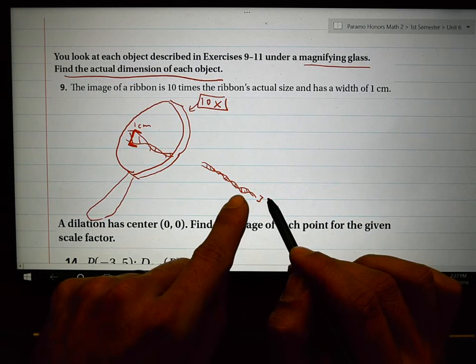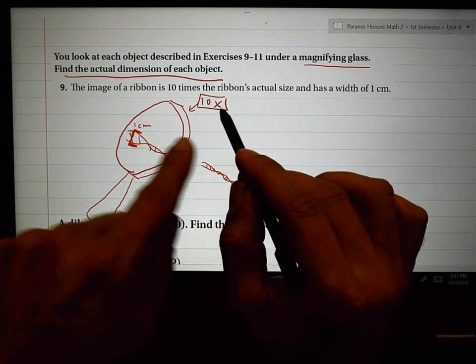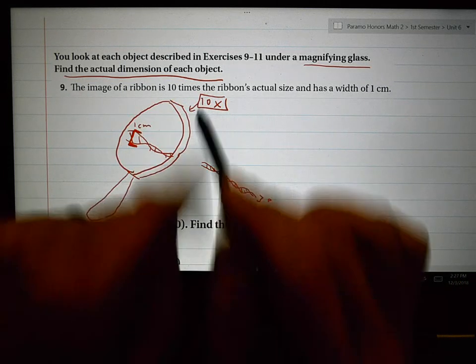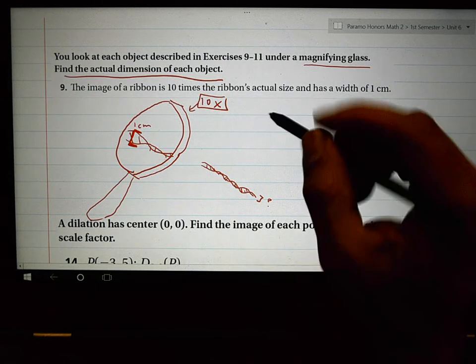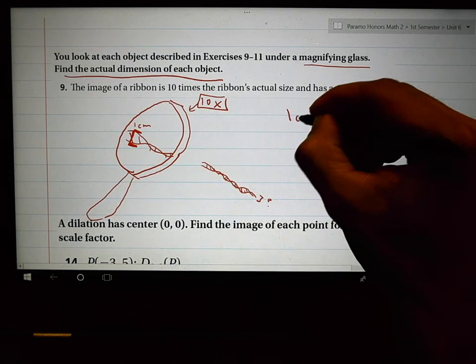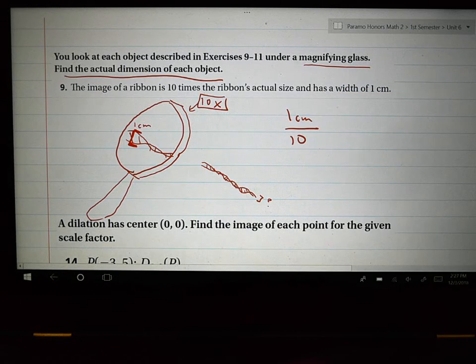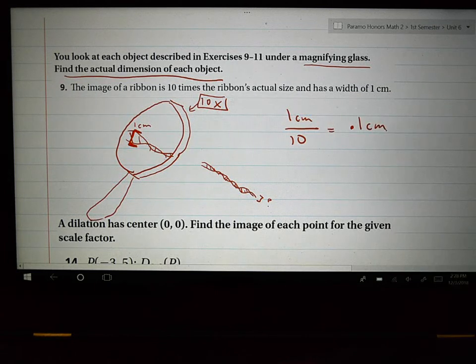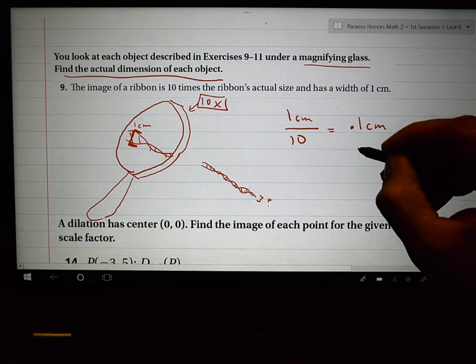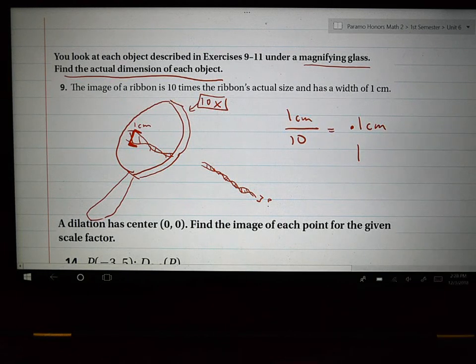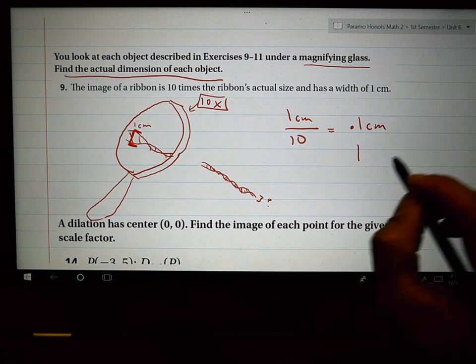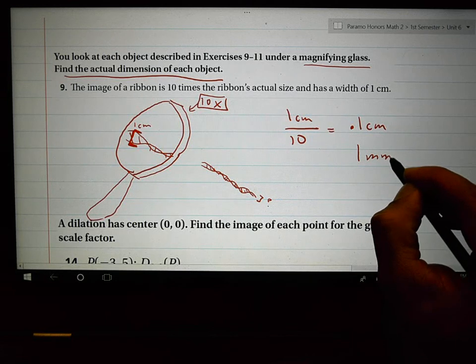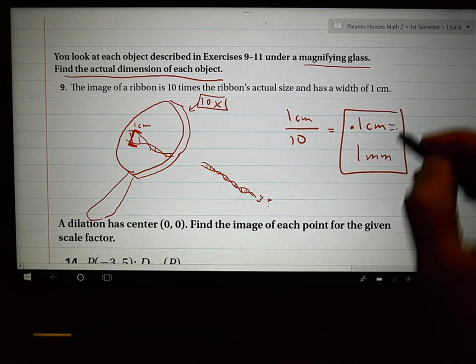If this is now 10 times bigger, then what that means is that this 1 centimeter got multiplied by 10. So if I want to know what the original width is, all you have to do is do the opposite, which is divide by 10. And you could either leave this as a decimal with centimeters, or you can go and use your knowledge of the metric system, and you could say 0.1 centimeters, a tenth of a centimeter, is the same thing as 1 millimeter. Either one is correct, by the way.